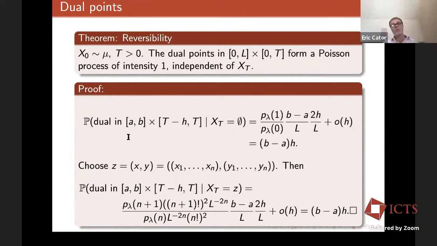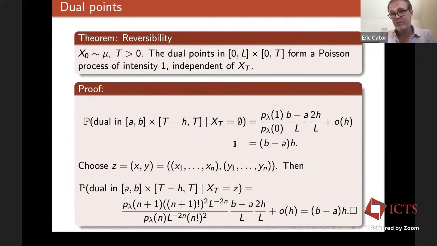All right, so what I'm going to do is start at the top, then go down, and ask myself, what is the probability of encountering a green point, a dual point? And then I hope that this is independent of the process I started with at time t. So I start with the empty configuration as an example. So I condition on the fact that the configuration at time t is empty. And then I look at the probability that there is a dual point in some little interval AB, in time t minus h up to t.